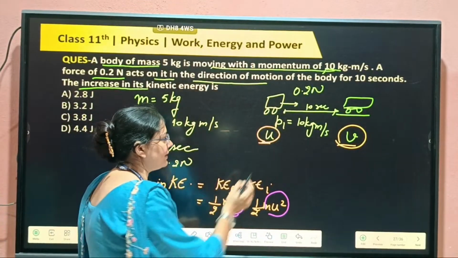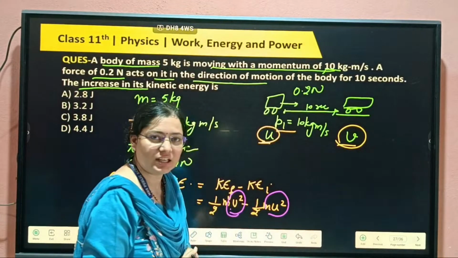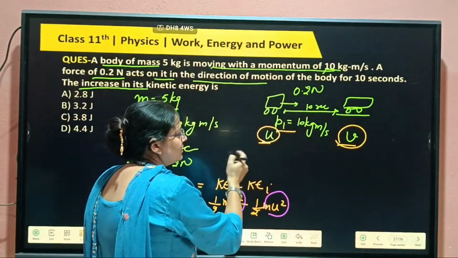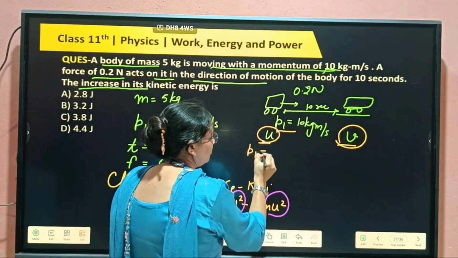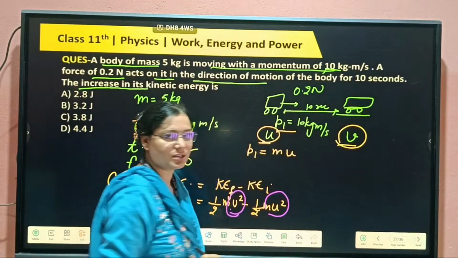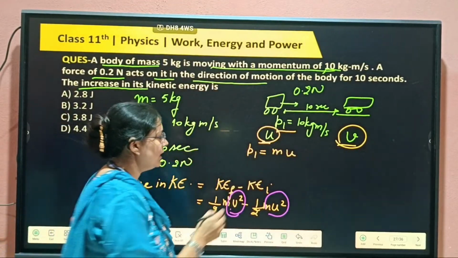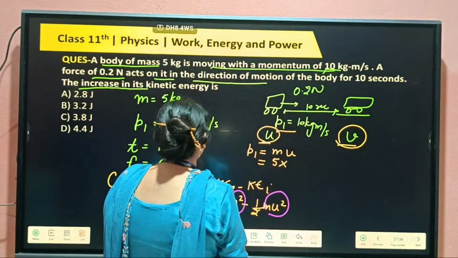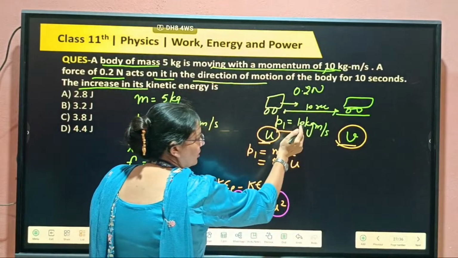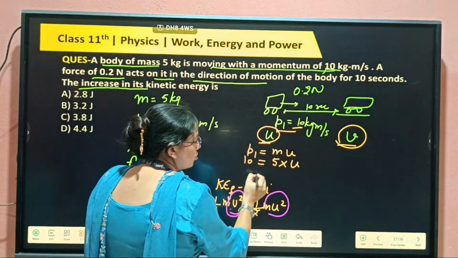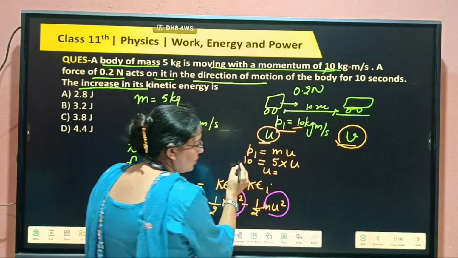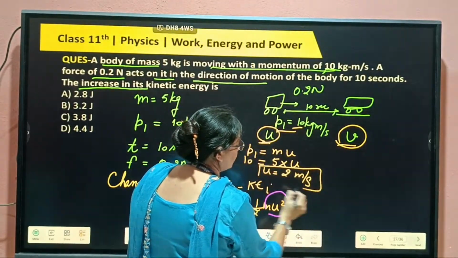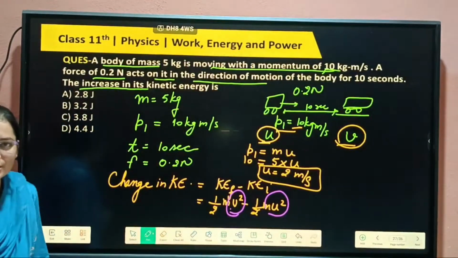So how we can find it, beta? Initial momentum is given, 10 kg meter per second. With respect to this one, we can find the initial momentum p1 equal to mu, mass into initial velocity. Mass given in our question is 5 kg, we will put the value of 5, initial velocity we have to find out, and your initial momentum is 10. So u we can write, that is equal to 10 by 5, which is 2 meter per second. This one comes out as our initial velocity.